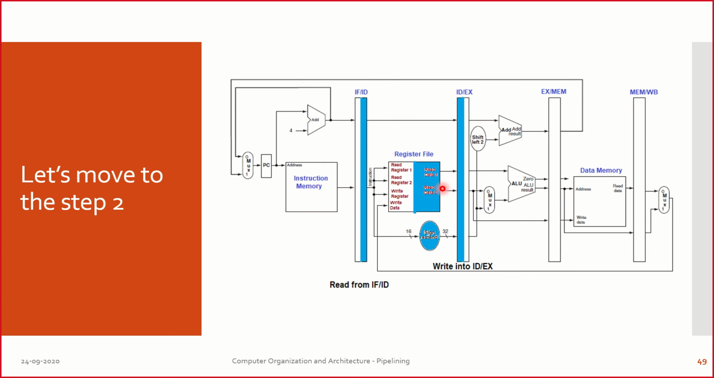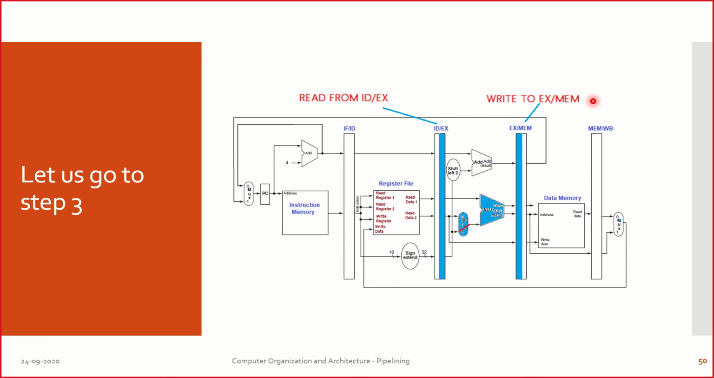So I read it from the register file again. I write it into the ID/EX. That's all. It is done. Now what is the next stage? I need to read from the ID/EX. Now I do that. I am reading the content out from here. So I will use the multiplexer. I will use the ALU completely. And after reading, I will get the result.